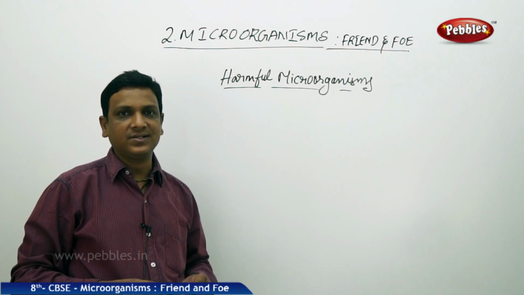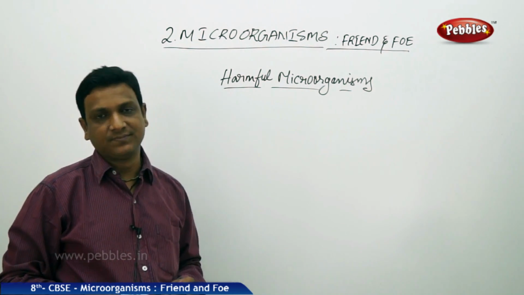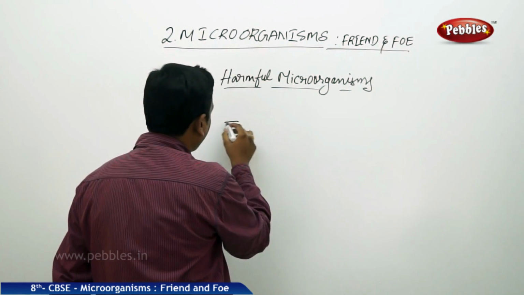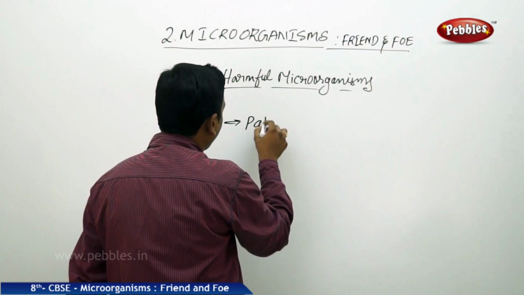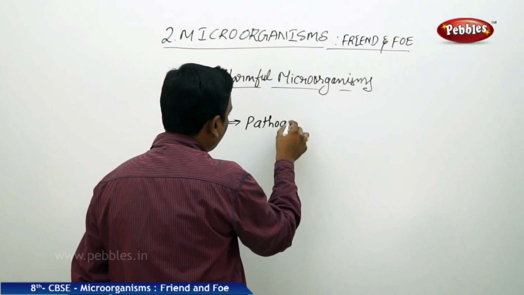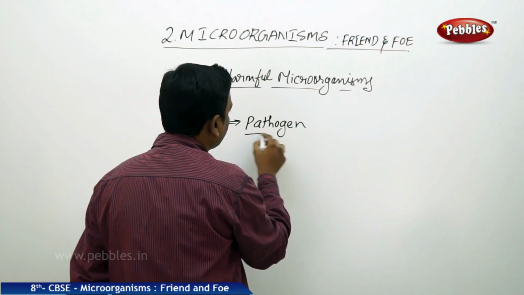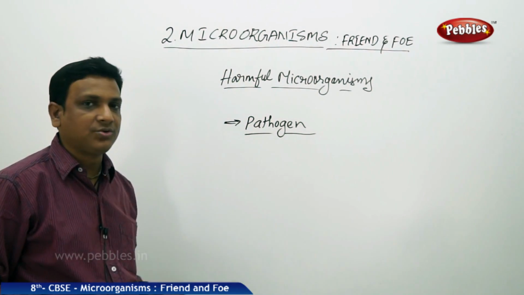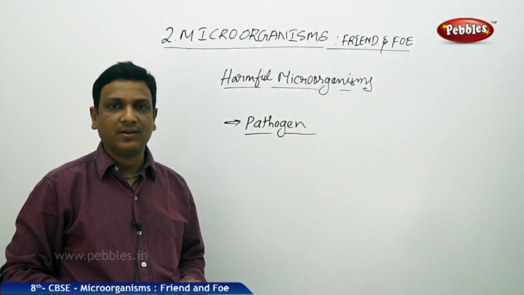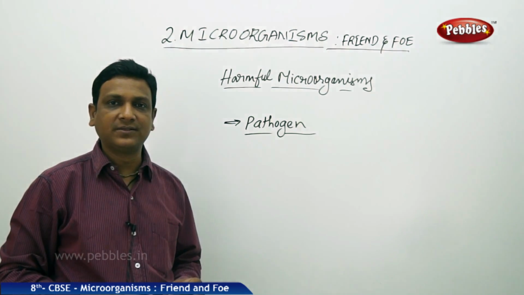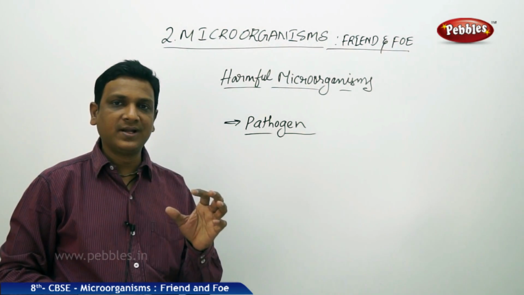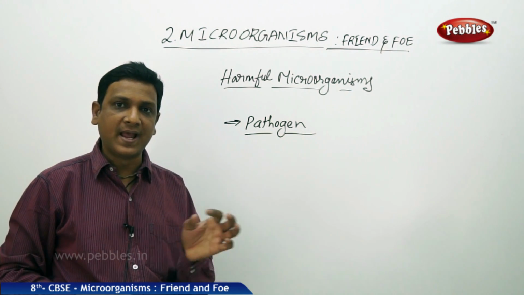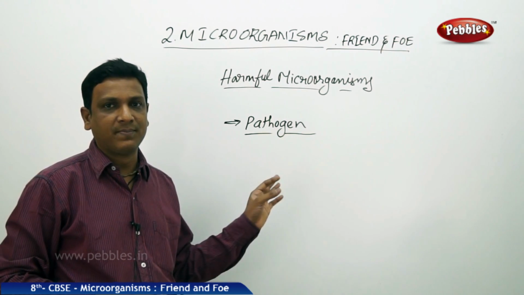So certain diseases are caused by microorganisms. The microorganisms that cause diseases are called pathogens. Pathogen means which causes disease. Which microorganisms are called pathogens? The microorganisms which can cause disease either in a plant or in an animal are called pathogens.